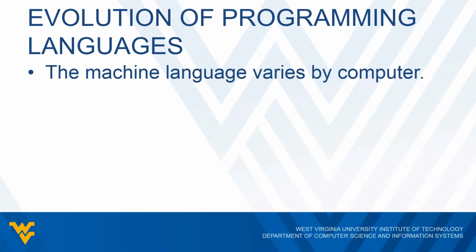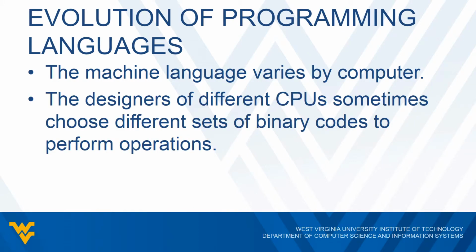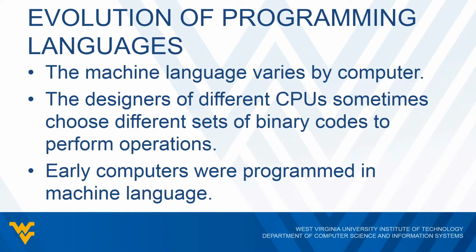So the first thing we need to know is that the machine language for a computer varies by each computer. I could take two completely different machines, and the way they arrange their bits could be very different. In fact, it's very common for the designers of different CPUs to use different sets of binary codes to perform operations. So the way an Intel processor handles certain operations could be very different than how an AMD processor handles it. But the very early computers were programmed in the machine language.